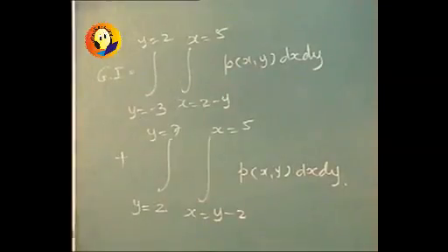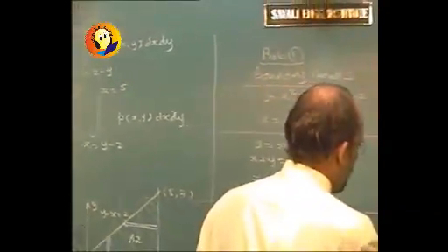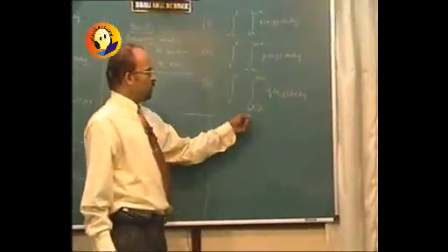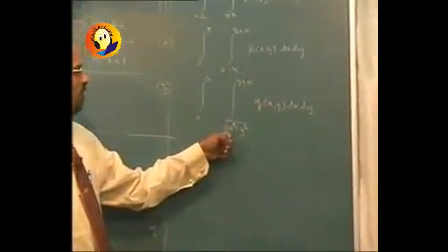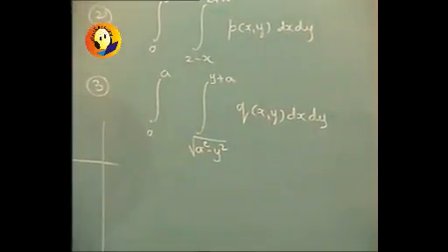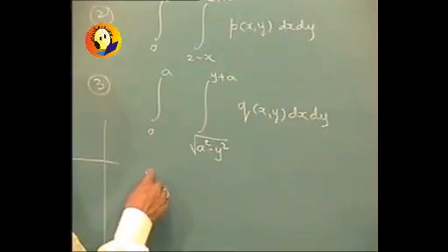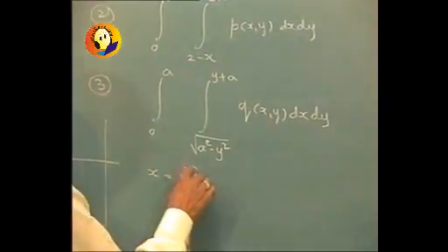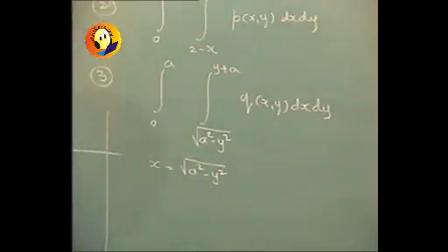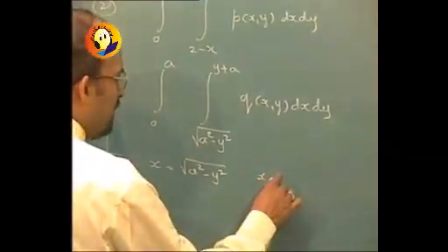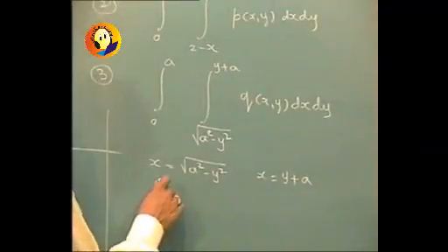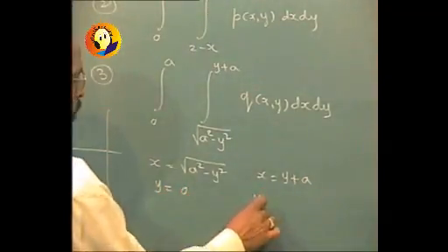Let us proceed to the third problem. In the third problem, now the limits are in terms of y. So these are values of x. So the strips are parallel to x-axis. On strip x varies from under root a square minus y square to x equal to y plus a, and such strips are taken from y equal to 0 to y equal to a.